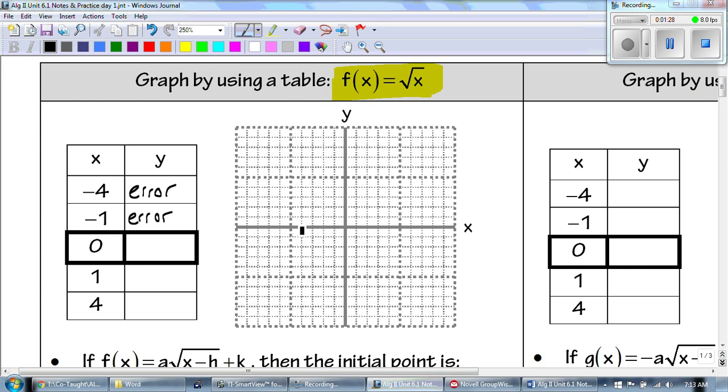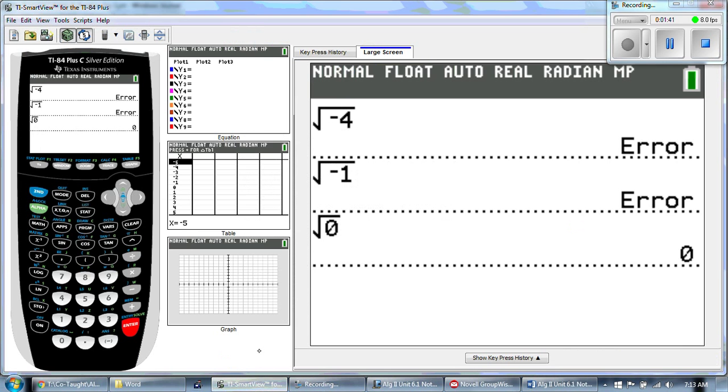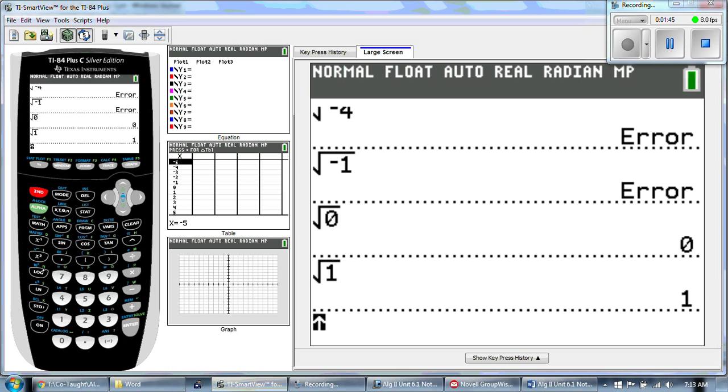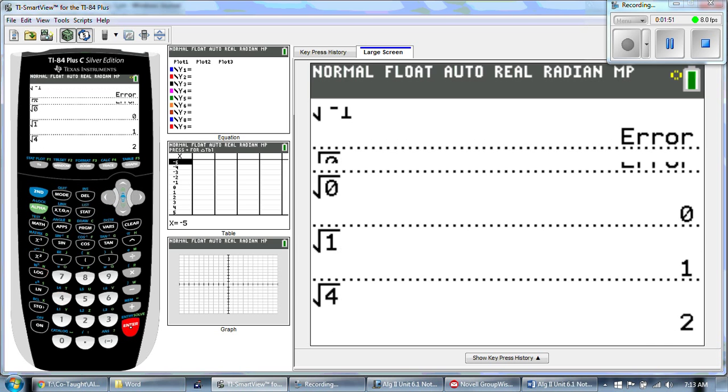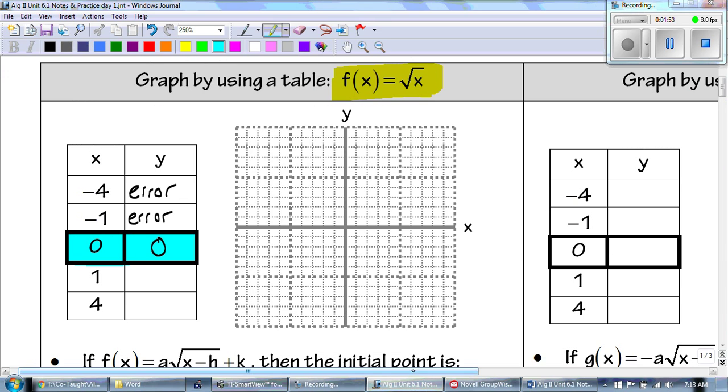Square root of 0, we can do that. Square root of 0 is 0. And notice at this point right here, this is our initial point. It's not called our vertex anymore. This is called the initial point. The square root of 1 is 1. The square root of 4 is 2. Oh, that's a lot easier. So we got 1 and then 2.